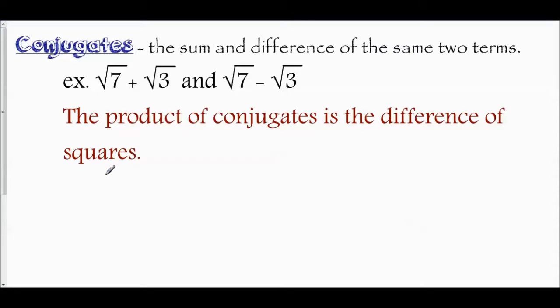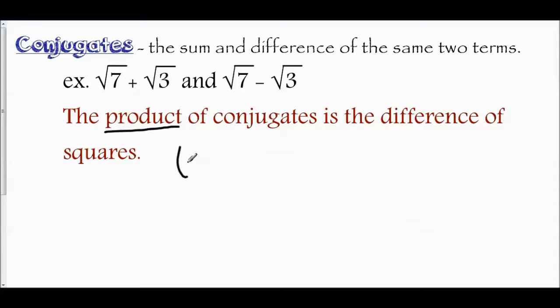And we're going to look at something called conjugates. Conjugates are the sum and the difference of the same two terms. So an example of that would be square root of 7 plus square root of 3 and square root of 7 minus square root of 3. This should look familiar to you because it's a difference of squares. The product of conjugates is the difference of the squares. So product is meaning that we're multiplying.